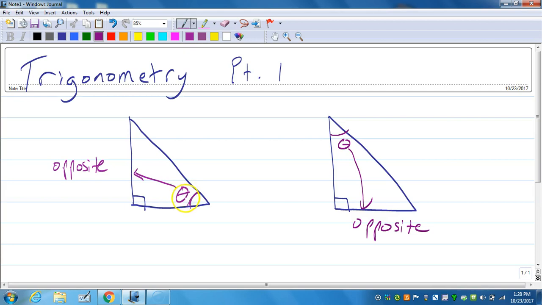if we're at the bottom angle, the side right next to it is called adjacent. And of course, across the 90 is always the hypotenuse. So in this other triangle, since we're talking about the angle on top, the side right next to it is this one, so this would be my adjacent. So we have opposite sides, adjacent sides, and across the 90 is always the hypotenuse.